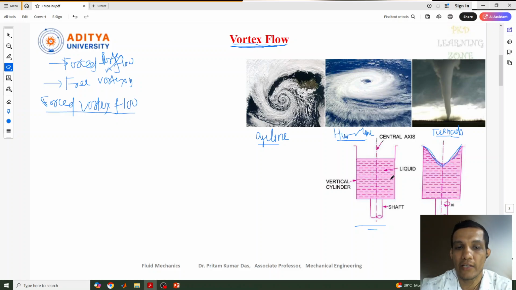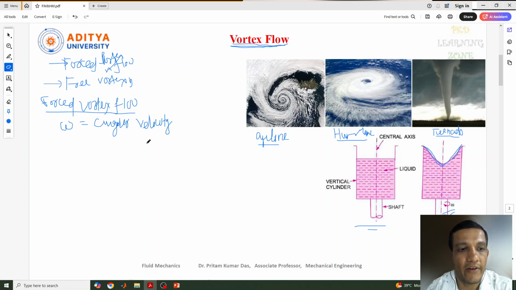So forced vortex flow is defined as flow in which some external torque is required to rotate the mass of fluid, and the fluid mass in this type of flow rotates at a constant angular velocity, that is omega. So omega is required here to rotate this mass of water with a constant angular velocity. Omega is nothing but the angular velocity, we can mark it.